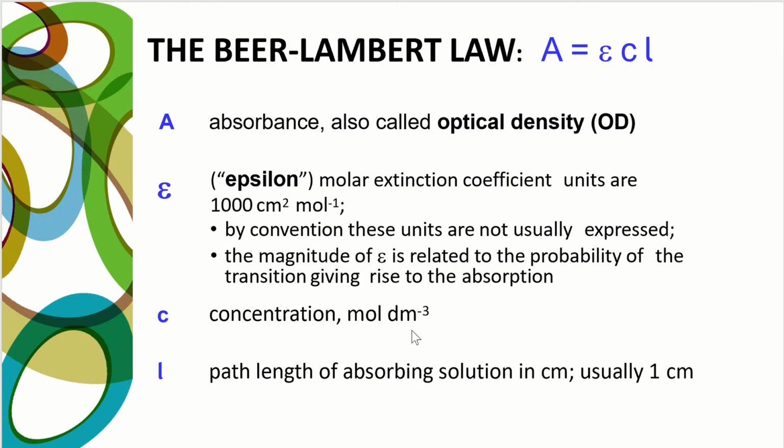And of course, the concentration is in mole per dm cubed, and the path length is usually 1 centimeter. So essentially, this is an important relationship to remember, that is absorbance and how it's related to the concentration as well as the path length and epsilon.